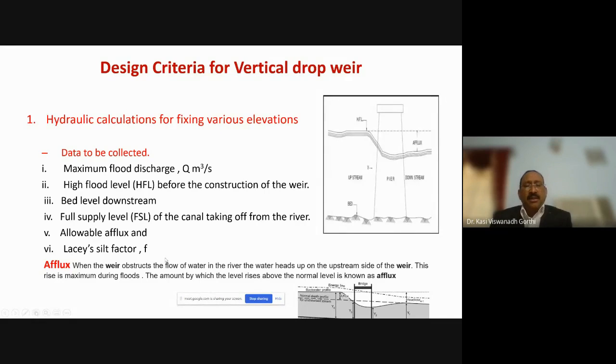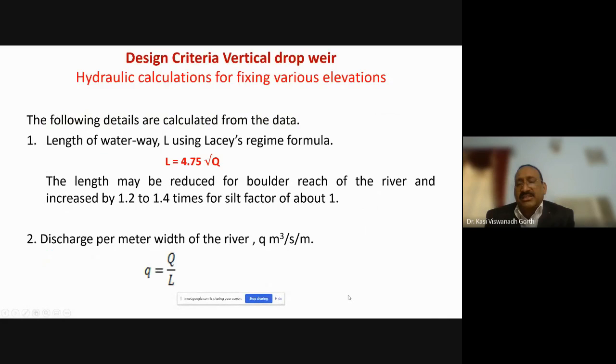What is the allowable efflux? Maybe 1 meter, 1.5 meter, how much? This also must be known. In the second figure also, you may observe the same thing, like there will be a rise of water level because of this obstruction in the stream. So this is the original level of flow of water. Because there is a construction provided, there is a rise of water level, and this is called the efflux.